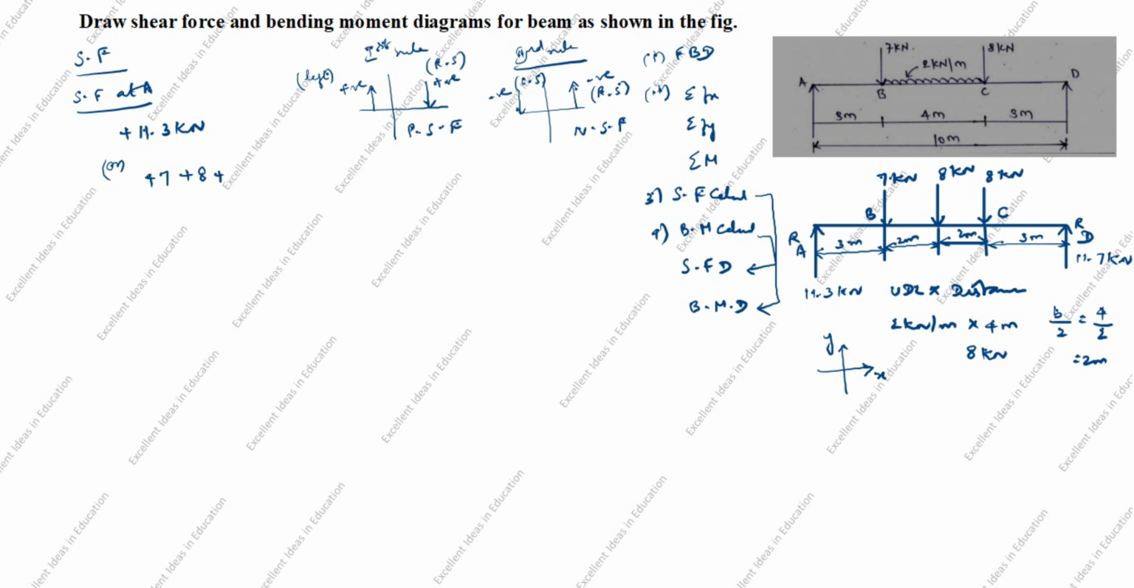Plus 8. Next, you see the arrow goes up. This is the right side. You see, on the right side, up is negative. Minus 11.7. 8 plus 8 is 16. 16 plus 7 is 23. 23 minus 11.7 is equal to 11.3 kilonewton.